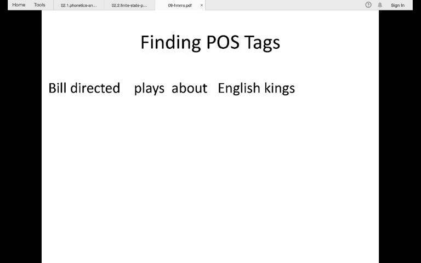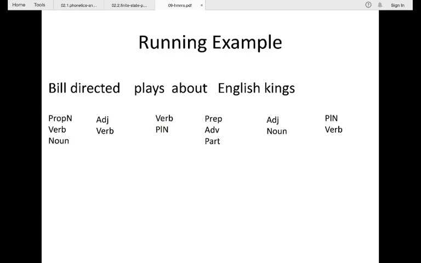William Shakespeare directed plays about English kings. Okay? So Bill could be a proper noun, a verb, or a noun. Directed could be an adjective or a verb. Plays could be a verb or a plural noun. About could be a preposition. It could be an adverb. It could be a particle. English could be an adjective or a noun. Kings could be a plural noun or a verb, as in checkers.